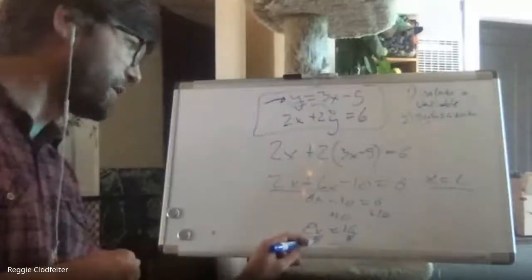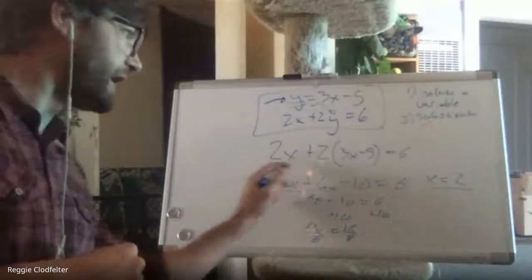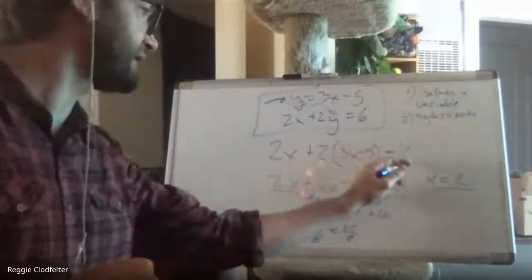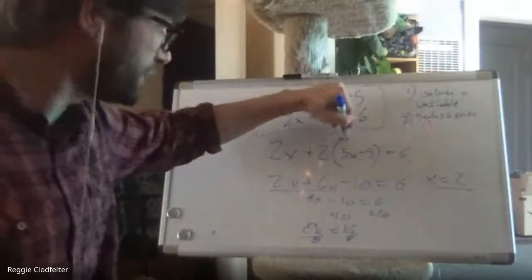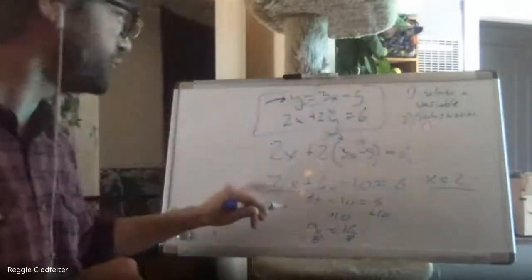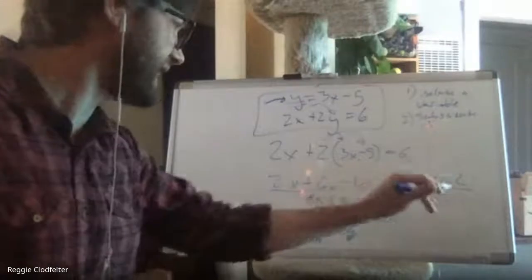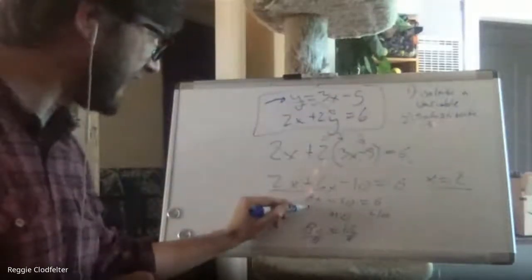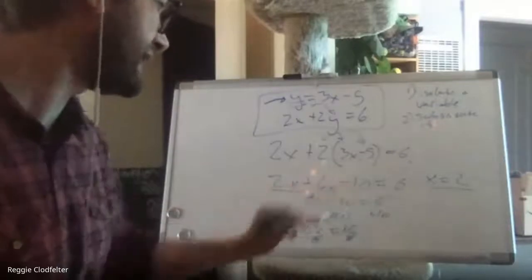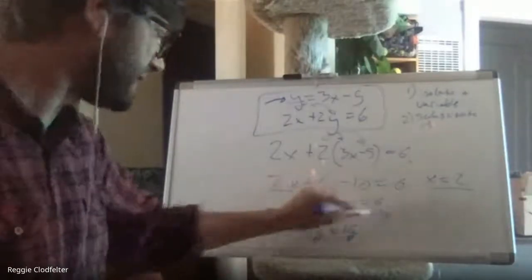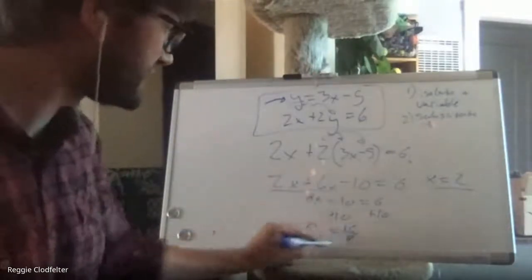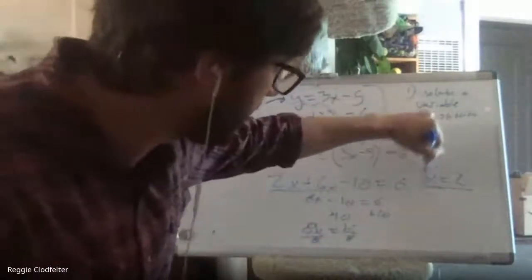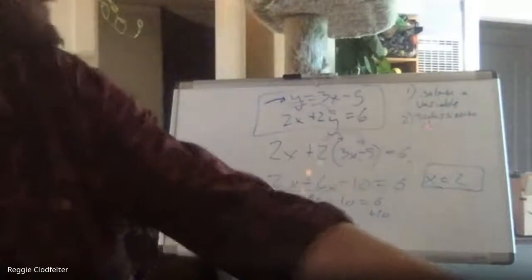Sorry, it's getting really small down there. So I solved for x. I got 2x plus 2 times 3x minus 5 equals 6. Distribute the 2 to get 2x plus 6x minus 10 equals 6. Combine the 2x and 6x into 8x. 8x minus 10 equals 6. Add 10 to both sides. 8x equals 16. Divide by 8. x equals 2. So now I have half my answer, which is x equals 2.